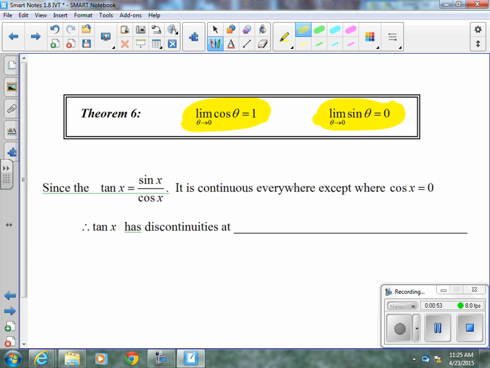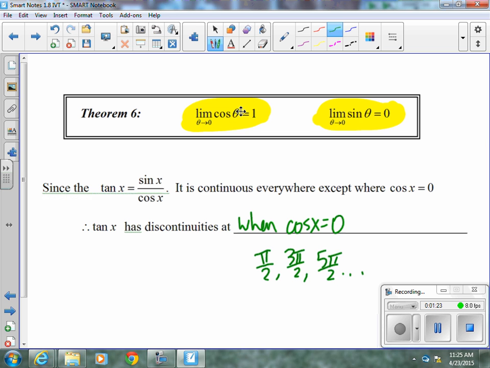Since tangent is sine over cosine, it is continuous everywhere except where cosine is 0. Therefore, tangent of x has discontinuities. Where does tangent have discontinuities? It is when cosine of x equals 0, which is pi over 2, 3 pi over 2, 5 pi over 2, and so on. An easier way to write that might be pi over 2 plus pi n.